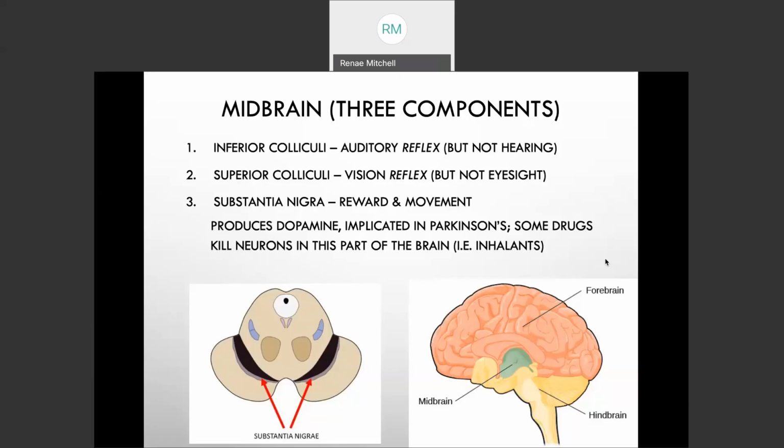And this is relevant for our discussion of drugs that are coming later in the semester, because there are certain drugs, for example inhalants, that kill neurons in this part of the brain. So it's slowly destroying this part of the brain, which is going to have a big impact on the way that we experience pleasure and the way that we're moving, or the voluntary or involuntary movements that we're able to engage in.